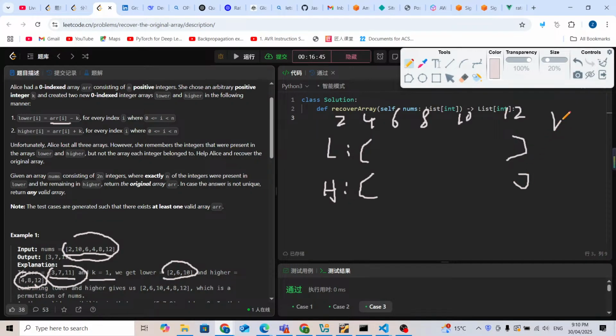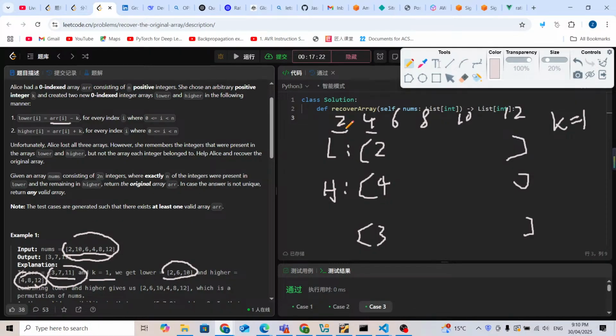So if this k is fixed, k equal to 1, first of all, we're going to find the lowest number, the smallest number. It's going to be 2. It must be inside the lower array. Next, because this k is fixed, k is 1, so this means we need to find the original array. So the original array is going to be 2 plus 1 going to be 3. And what is going to be the higher array? Higher array going to be this 3 plus 1 going to be 4. So this means here going to be a 4.